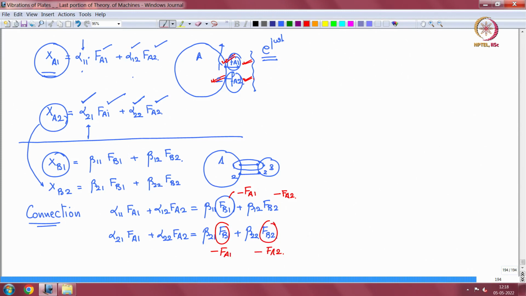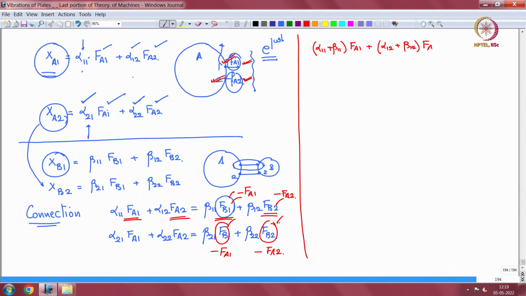So what happens now? If I substitute minus FA1 and minus FA2 here and here, and then collect the terms, we have alpha 11 plus beta 11 times FA1 plus alpha 12 plus beta 12 times FA2 equal to 0, and alpha 21 plus beta 21 times FA1 plus alpha 22 plus beta 22 times FA2 equal to 0.